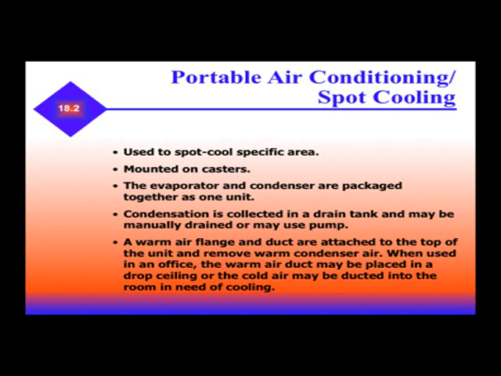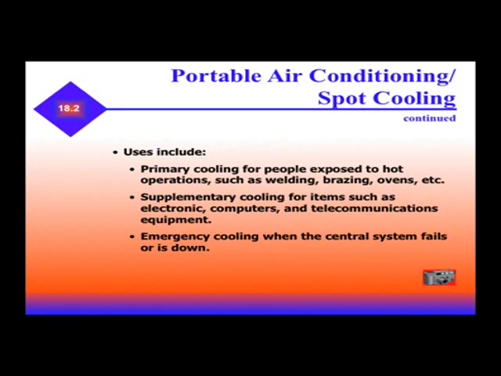Portable air conditioning and spot cooling is usually used to spot cool specific areas. They're mounted on casters. The evaporator and condenser are packaged together as a single unit. This is used very often in construction situations. Condensate is collected in a drain tank and may be manually drained or may use a pump. Warm air flange and duct are attached to the top of the unit to remove the warm condenser air. When used in an office, the warm air may be placed into a drop ceiling, or the cold air may be ducted into the room in need of cooling.